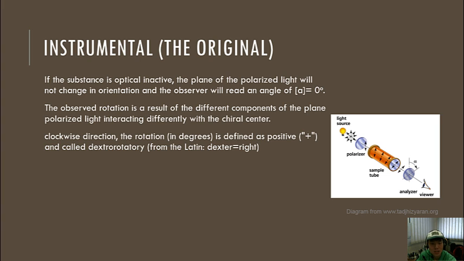For clockwise direction, the rotation in degrees is defined as positive, and it's called dextrorotatory. It came from the Latin word dexter, which means right. In contrast, the counterclockwise direction is defined as negative, and it's called levorotatory. From Latin, laevus means left.